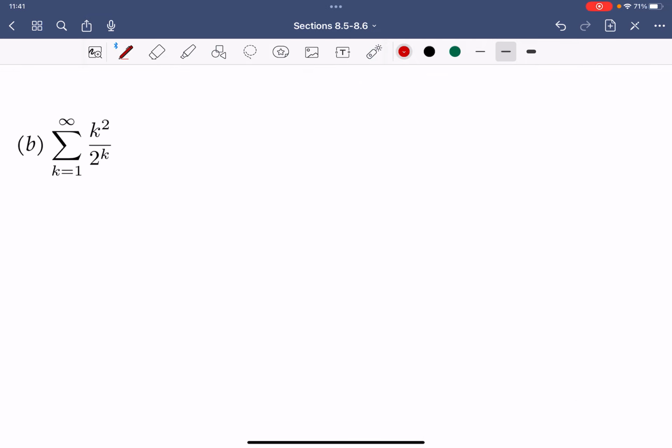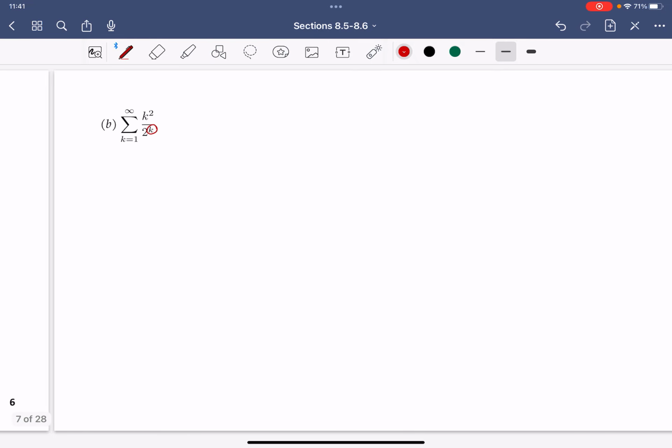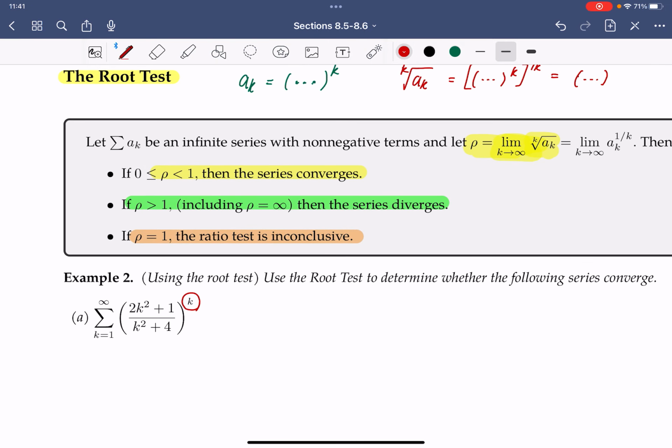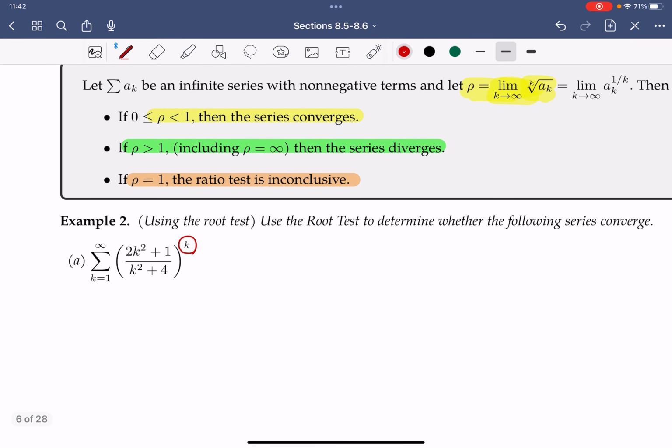Here you can see you can apply the root test. We're going to do it later. There are only 2 examples for this one, because the root test is so clear to use, since you see the pattern immediately that they have something to the k power. So let's try to do this example 2 together.